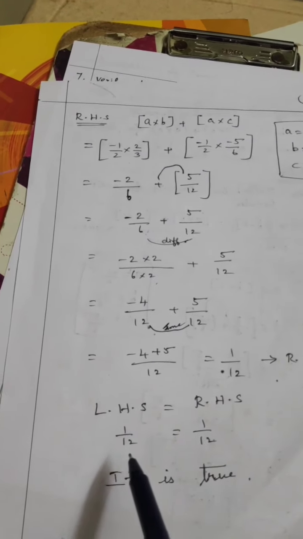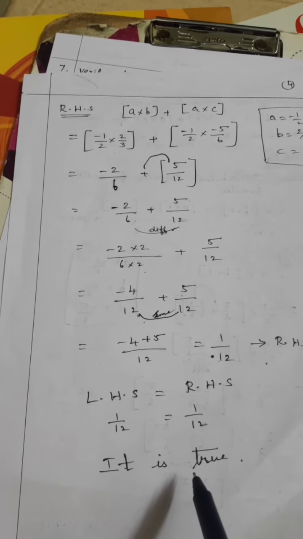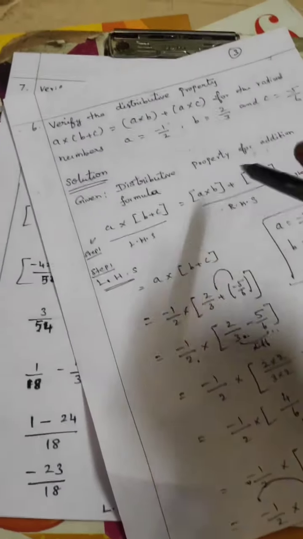Now the LHS value is 1/12 and the RHS value is also 1/12. It is true. This is the first step; that means the distributive property for addition is over.